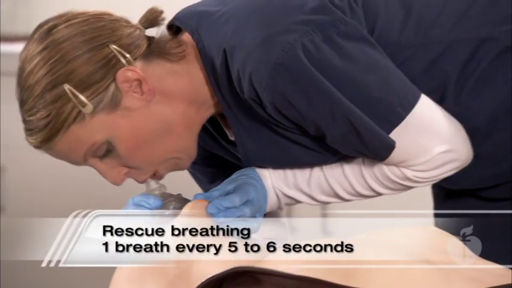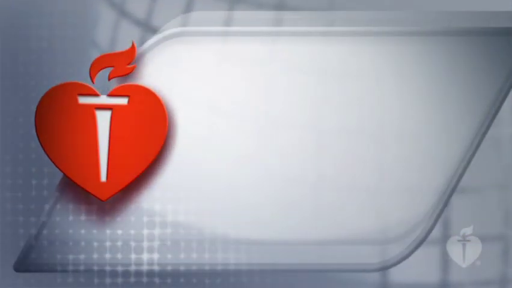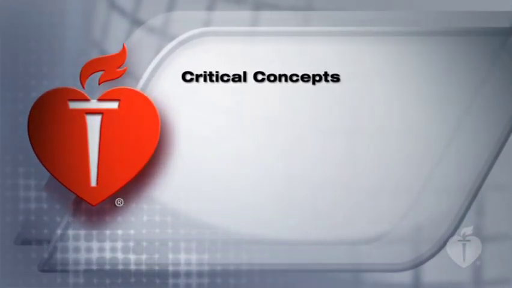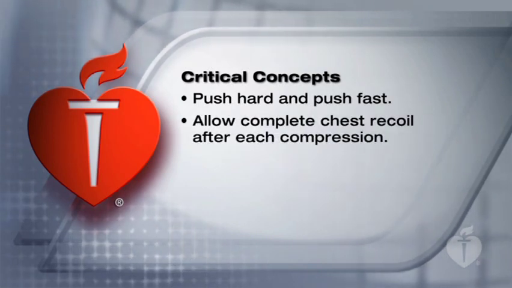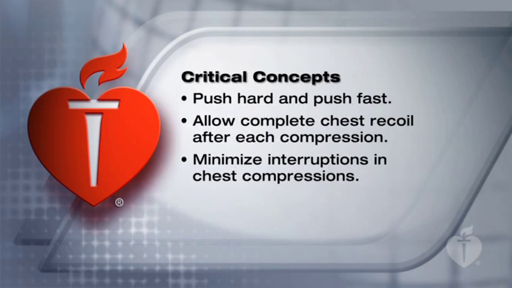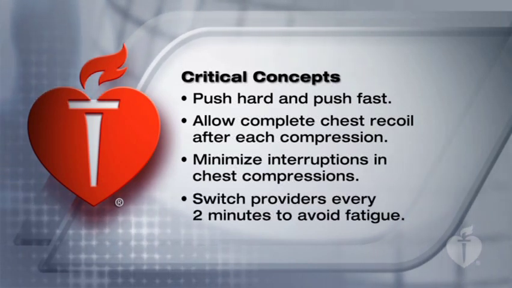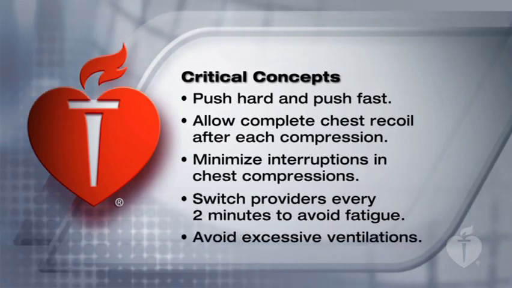However, if you determine that the patient is not breathing normally but has a pulse, bypass chest compressions and support the patient with rescue breathing, delivering 1 breath every 5 to 6 seconds. The critical concepts for high-quality BLS are: push hard and push fast, allow complete chest recoil after each compression, minimize interruptions in chest compressions, switch providers about every 2 minutes to avoid fatigue, and avoid excessive ventilations. Let's take a look at how the BLS steps come together in an arrest situation.